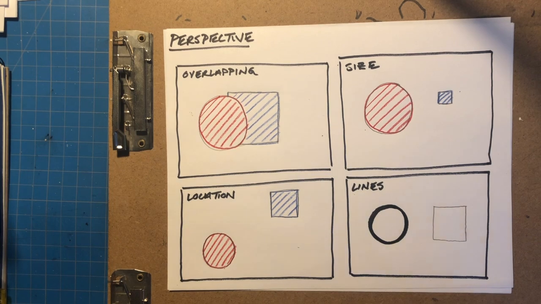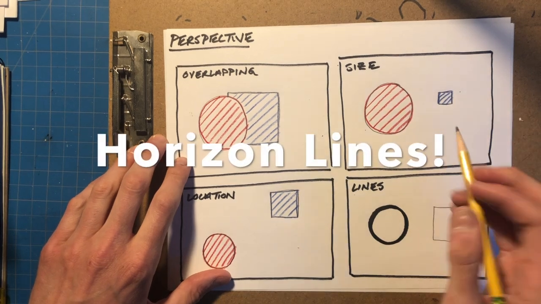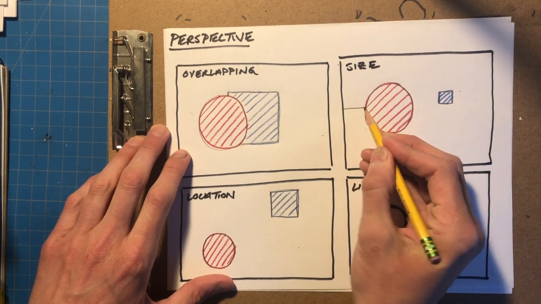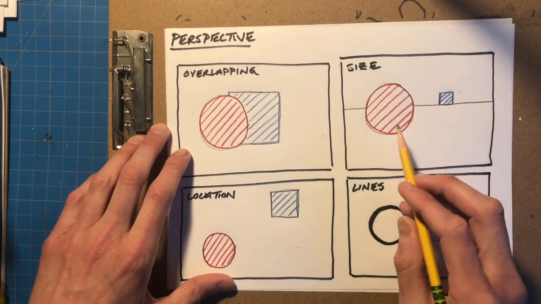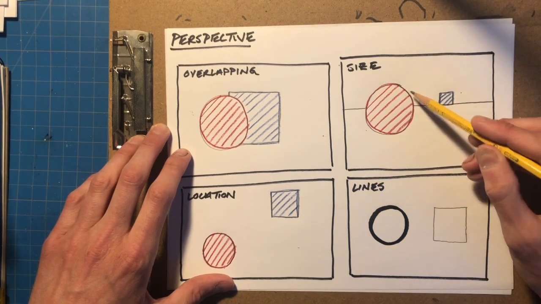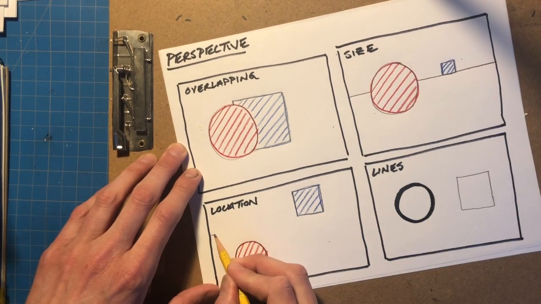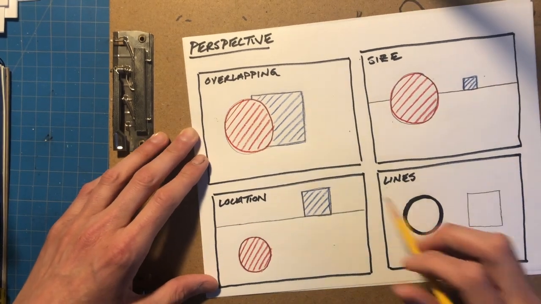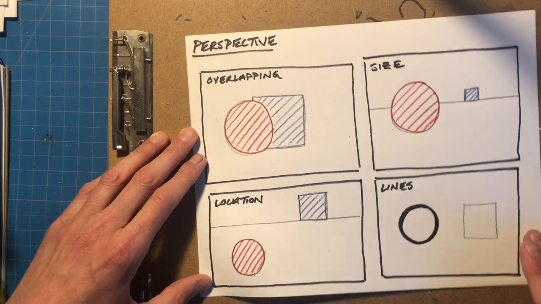Now we also use horizon lines, and those are lines that go across the page that show distance. And so I could use a horizon line going across my size drawing, stopping and starting behind the circle. And since the horizon line is going through the circle but underneath the square, that helps us understand also that this object is a little bit closer than this object. We could also use a horizon line in our location drawing as well to help us understand that this object is a little bit closer than this object.